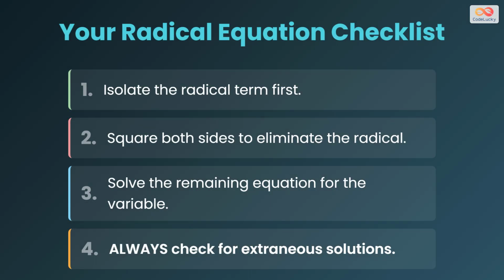So here is your checklist for solving any radical equation. 1. Isolate the radical term. 2. Square both sides of the equation. 3. Solve the equation that's left over. And 4. The most important step, always check your answers in the original equation to make sure they are not extraneous solutions. Follow these steps, and you'll master these problems in no time.